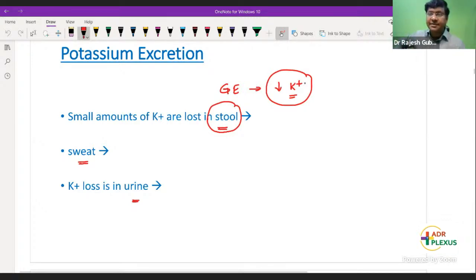Whereas you take hyperkalemia. In hyperkalemia, what is the cause of death? Day before yesterday, we were discussing about hyperkalemia. Hyperkalemia, what is the cause of death? Yes.